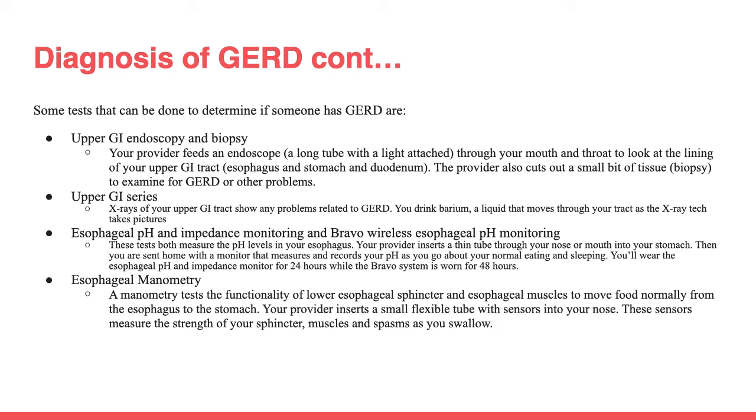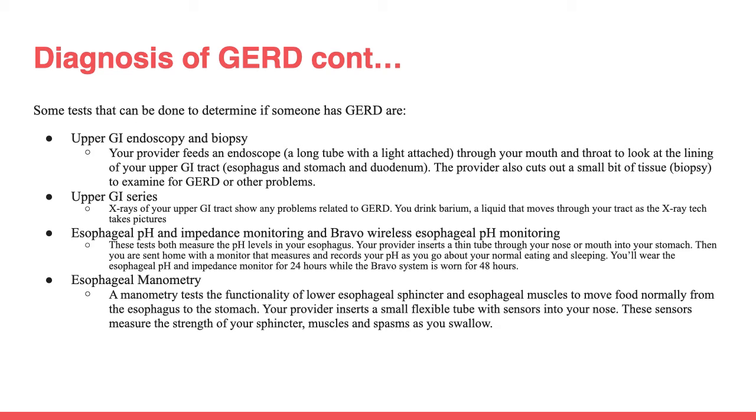Okay, and as we keep looking at the diagnosis of GERD, there are also some tests that can be done to determine if someone has GERD. The first test is an upper GI endoscopy and biopsy. This is when your provider feeds an endoscope, which is a long tube with a light attached, through your mouth and throat to look at the lining of your upper GI tract, which is your esophagus and stomach and duodenum. The provider also cuts out a small bit of tissue, a biopsy, to examine for GERD or other problems.